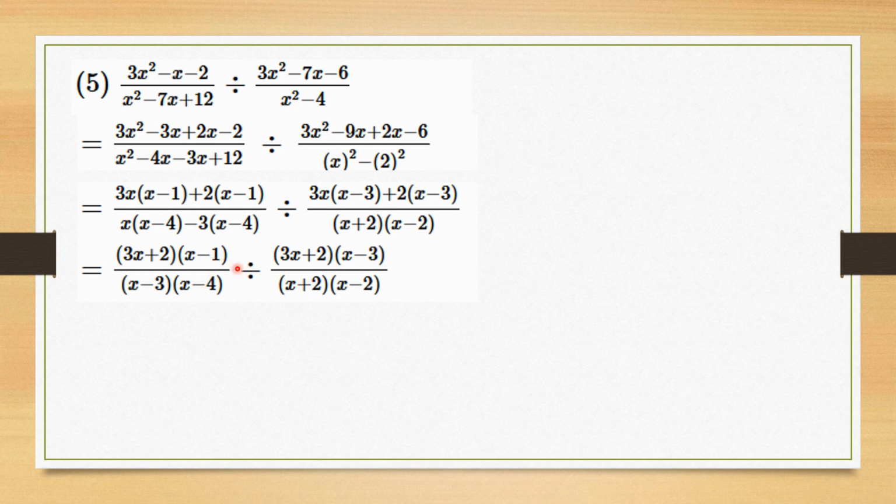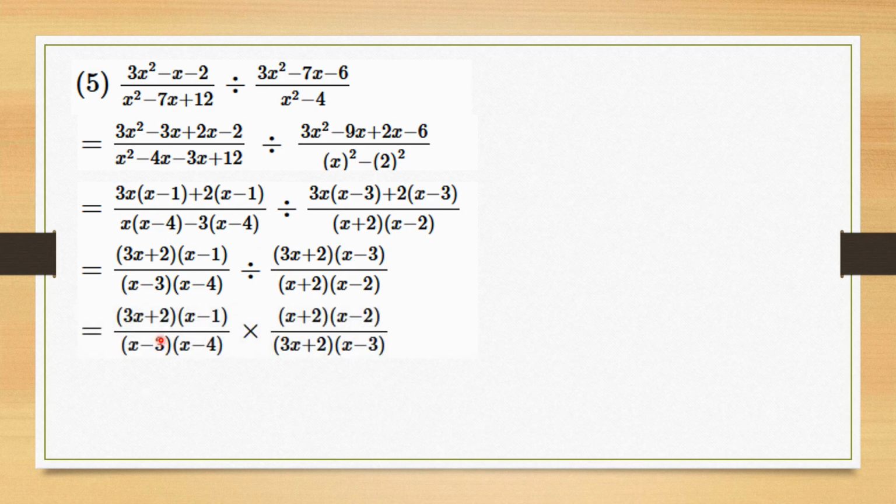Now this division, we need to divide. So first what we'll do is convert this division sign into a multiplication sign. When you convert the division sign into a multiplication sign, the rational expression towards the right hand side will change. So you will have to take the reciprocal. Whatever is in the numerator will go in the denominator, and whatever is in the denominator will go in the numerator. So the first rational expression stays as it is.